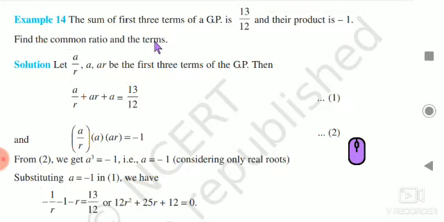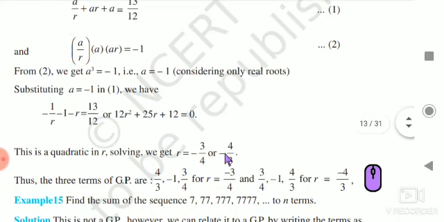Let A by R, A, AR be the first three terms of the geometric progression. Then it is given that the addition of all these three terms is equal to 13 by 12. Let me denote it by equation number 1. Again, by the second condition, the product of the same terms A by R into A into AR is equal to minus 1. R and R get cancelled, A cube is equal to minus 1. Therefore, from 2 we get A cube is equal to minus 1, that is A is equal to minus 1.